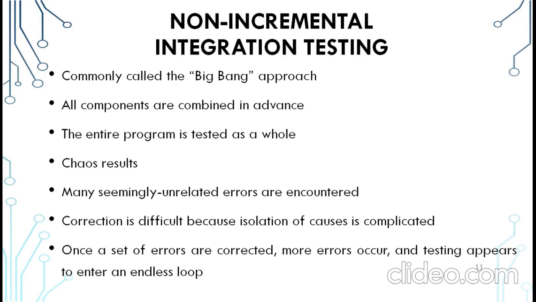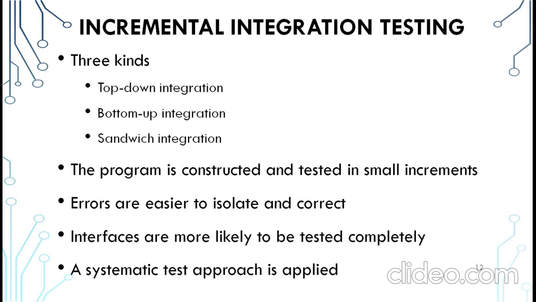Once a set of errors is corrected, more errors occur and testing appears to enter an endless loop. Whereas in incremental integration testing, three kinds of testing take place. The first is top down integration, second is bottom up integration, and the third is the sandwich integration.